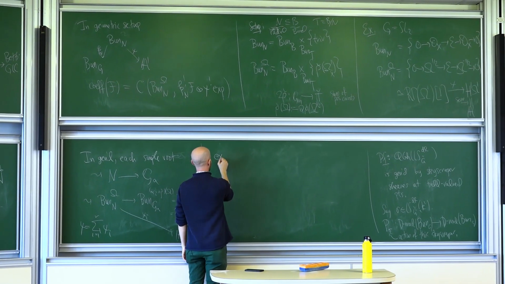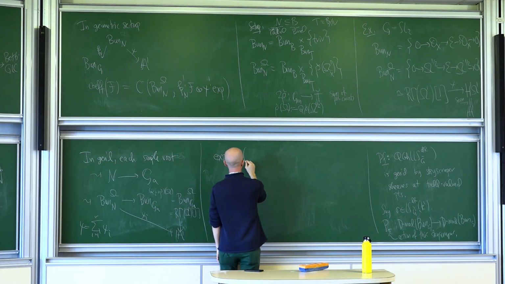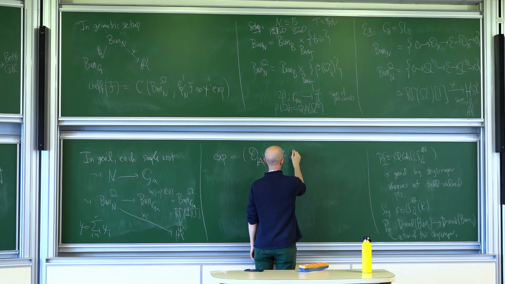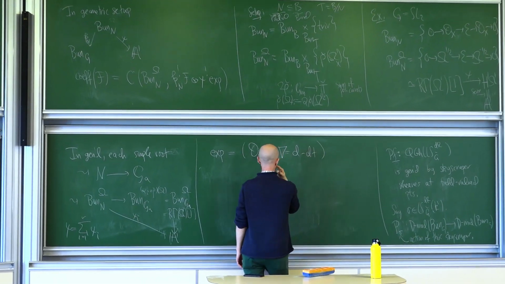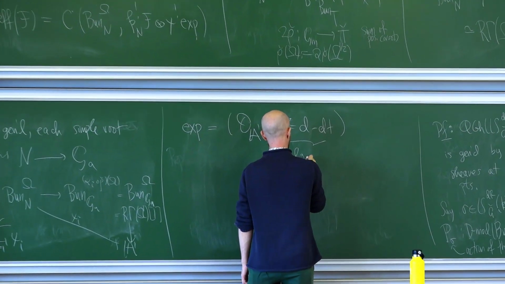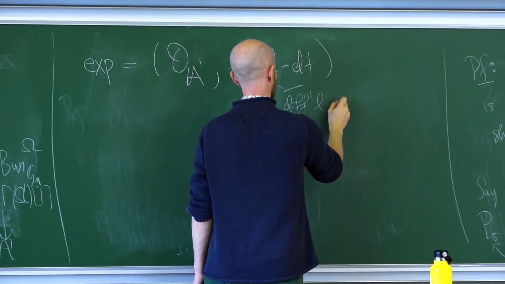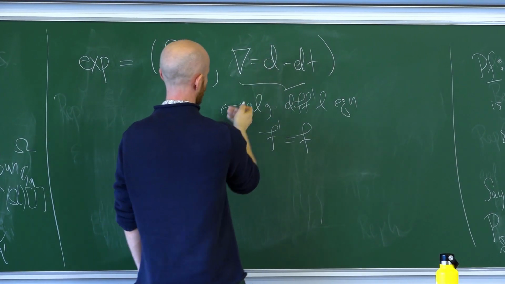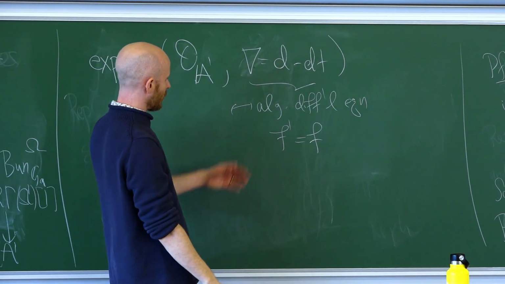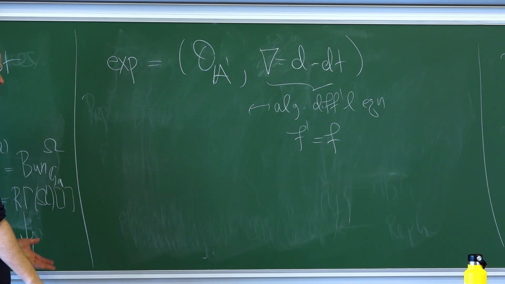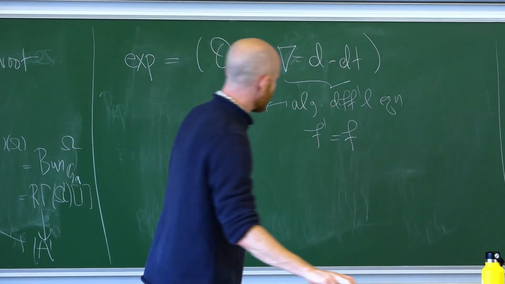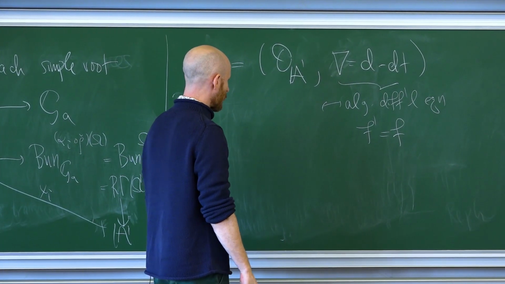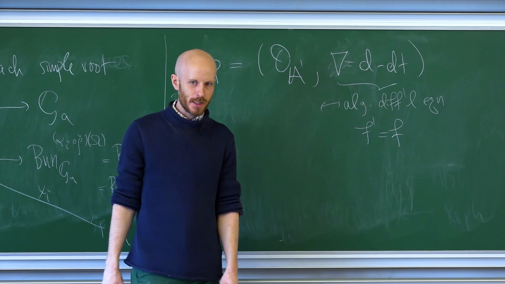And then this guy exp is the following D-module. It's O on A1, and then I give it the connection, which is d minus dt. And this is the algebraic differential equation, sort of f prime equals f. So if you think about D-modules as algebraic differential equations, this is the equation for the exponential function, which doesn't require anything analytic in order to say. Okay, so that's a construction.